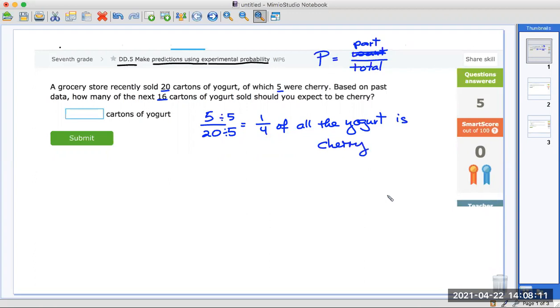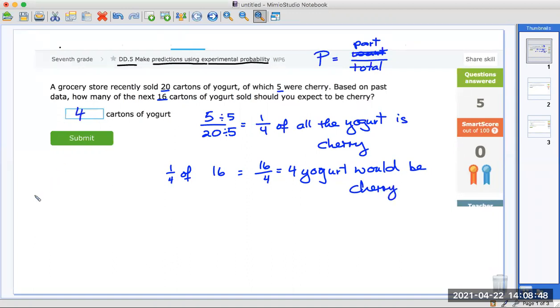So if you think about it, now you've got 16 and you want to find 1/4 of 16. That's the same as 16 divided by 4, which is 4 yogurt. Out of the 16, 4 of them would be cherry. So that would be the answer you would enter here.